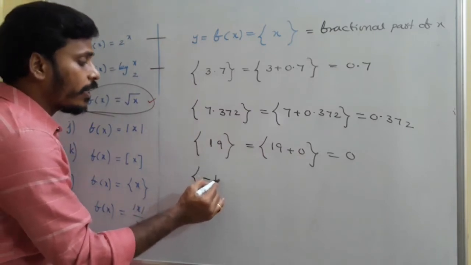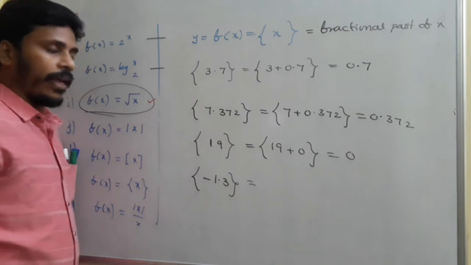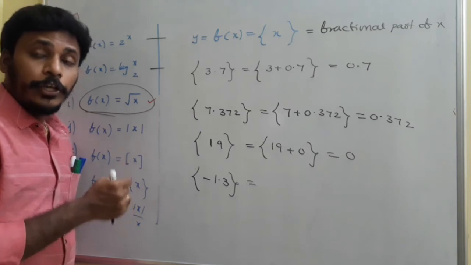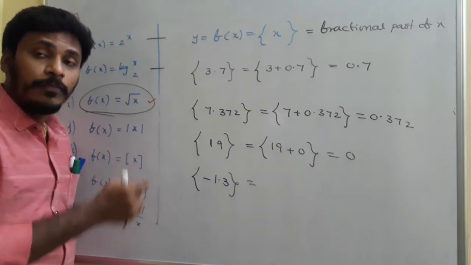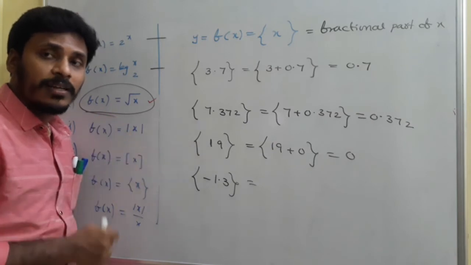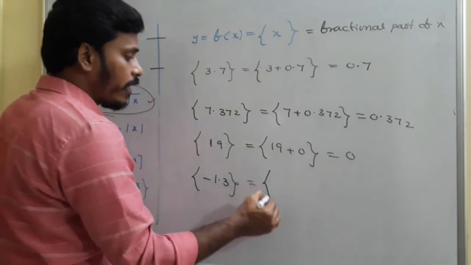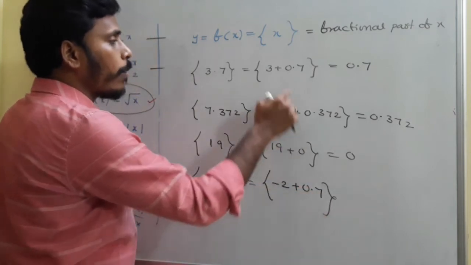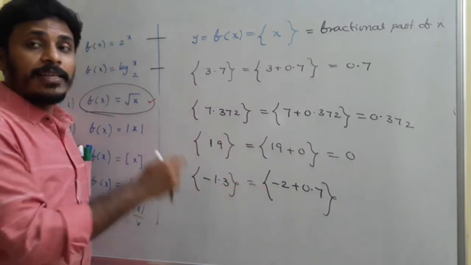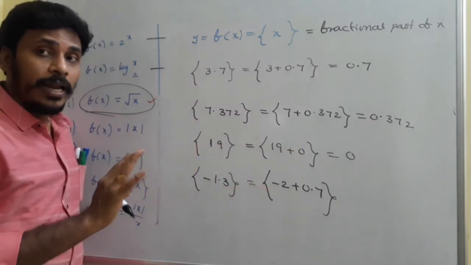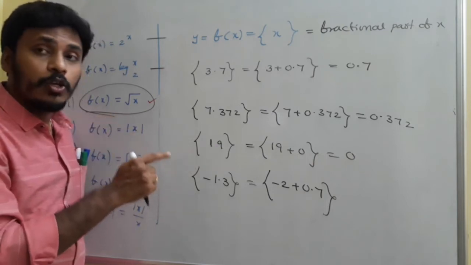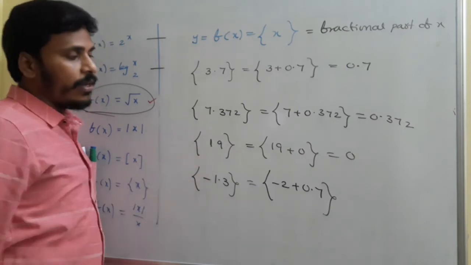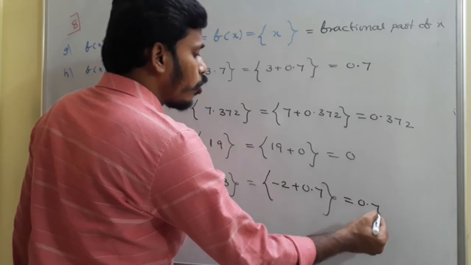Whereas if you have minus 1.3, what to say about its fractional value? Here you need to pay some concentration, right? You express that minus 1.3 as an integer plus a decimal number. That is, you take it like this: minus 2 plus 0.7. Always you need to use the plus sign only. Don't write it as minus 1 minus 0.3, since we have to mention it by using the plus sign. Minus 1.3 is simply minus 2 plus 0.7, and its fractional value is 0.7.